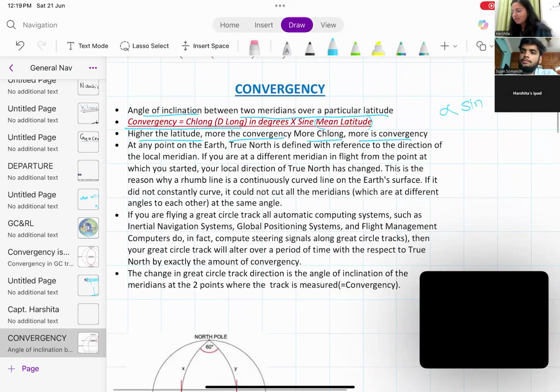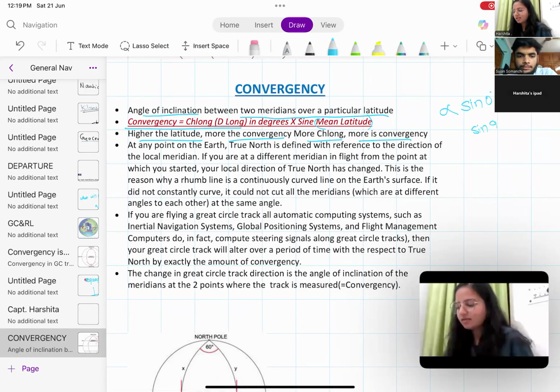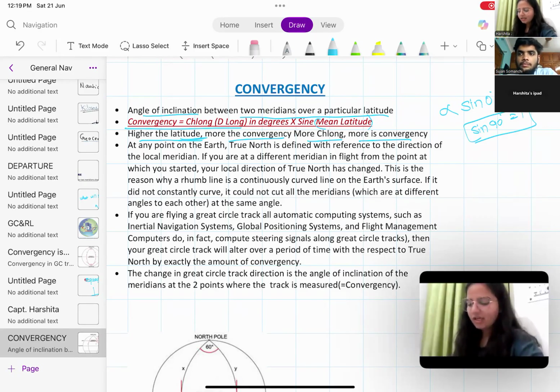Sine at the equator is sine 0, and sine at the poles is sine 90. So the value of convergency will be increasing if you increase the latitudes. So higher the latitude, more the convergency. If the change in longitude is more, since the convergency formula depends on change in longitude and sine of mean latitude, then if you increase the change in longitude, convergency increases. If you increase the angle, that is the latitude, the convergency will increase.